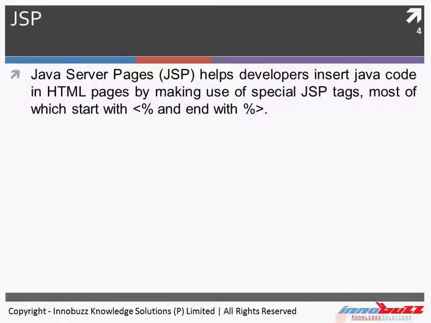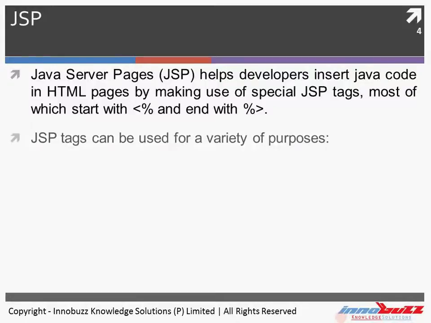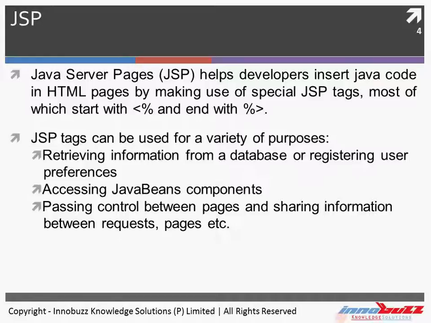Java Server Pages helps developers insert Java code in HTML pages. So this is where it helps in doing dynamic processing by making use of special JSP tags, most of which start with scriptlet, and we'll see what this is in later slides of our training. JSP tags can be used for a variety of purposes, like retrieving information from a database or registering user preferences, accessing JavaBeans components, passing control between pages, and sharing information between request pages, etc.